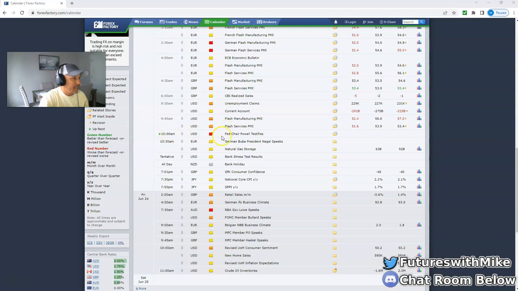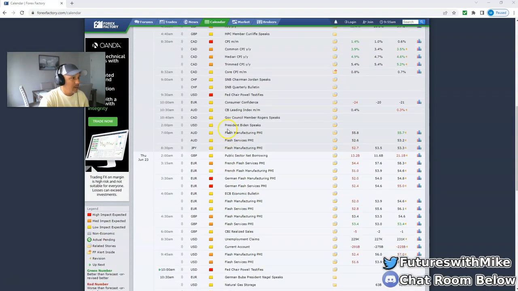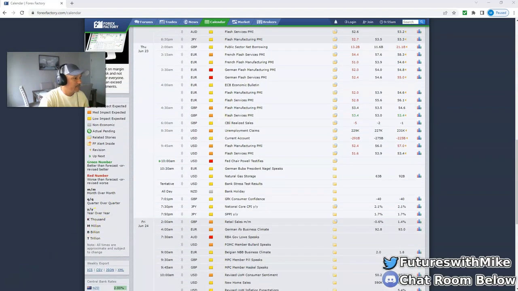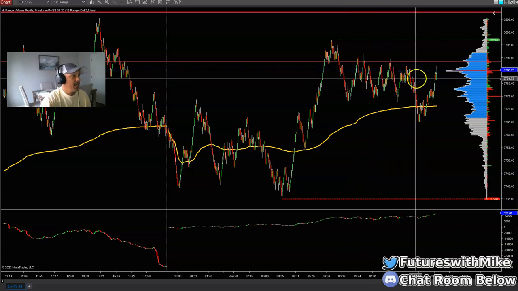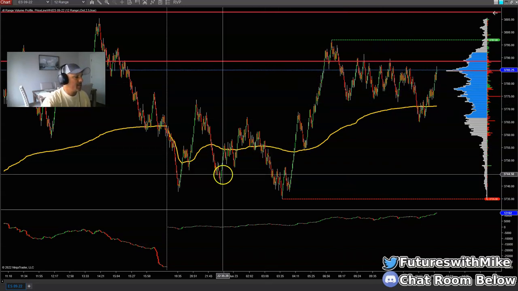You see here at 10, Fed Chair Powell testifies or speaks today again. So that's why the market's starting to race a little bit. I'm going to stand down at this moment and wait for that news event, for the pace of the market to slow down. That's what I'm trying to say. So we'll wait and see. You can see the market is moving pretty quick right now, which is why I'm not trading at this current moment.